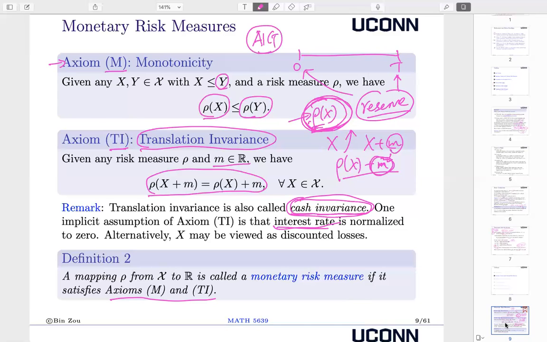For instance, expectation is a monetary risk measure because it satisfies those conditions. If you have two random variables, x and y, with x less than y, the expectation of x obviously is less than the expectation of y. And when you take expectation, a constant can be taken out. So expectation is a trivial example of a monetary risk measure.